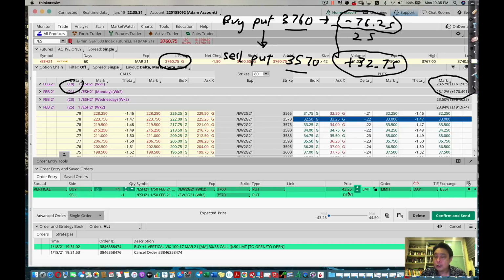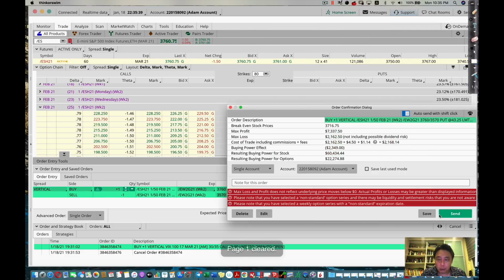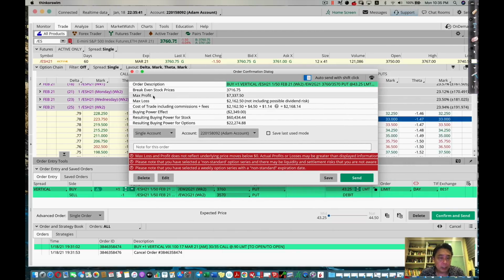It's going to cost us $2,000 per contract. It's cheaper, but still pretty expensive. Don't believe me? Click this. You see the cost of the trade, which is the maximum loss, is $2,000. Maximum profit, if it goes down and hits our profit target, we make 7 grand. So we're risking 2 grand to make 7 grand. That's not a bad deal. Risking $1 to make $3.